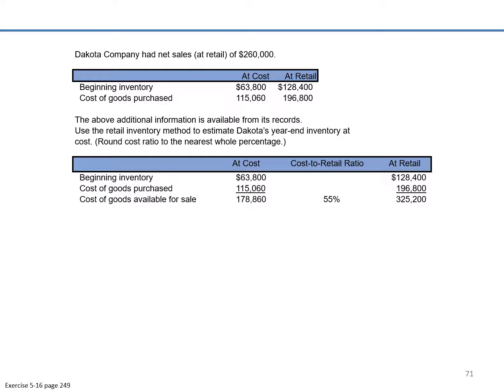We have a cost to retail ratio of 55%. So if you take cost of 178,860 divided by 325,200, that's a cost to retail ratio of 55%. And they tell us that net sales at retail were $260,000. So that means our retail ending inventory is 65,200. So if we apply that 55% to 65,200, that means our ending inventory at cost is 35,860, which means our net sales at cost were 143,000.